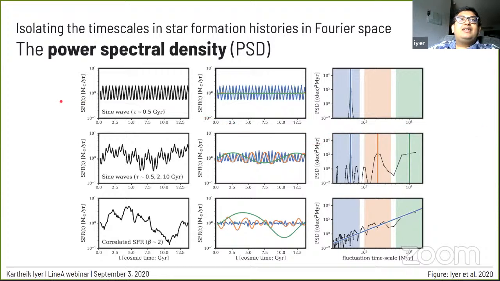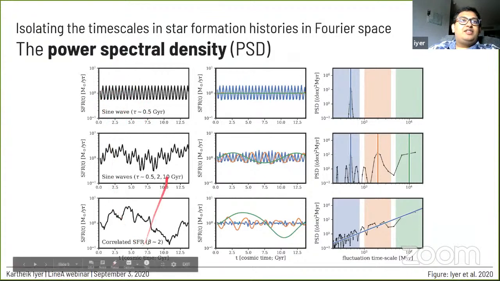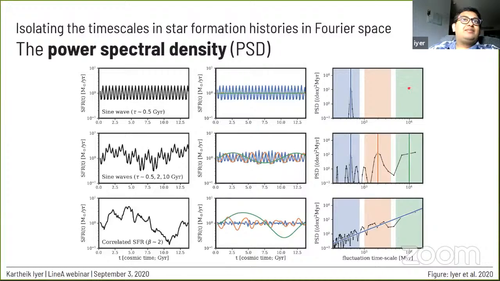So if I have a sine wave that has a single timescale, the plots here show star formation rate versus time, and the plots here show the same curve but represented in the Fourier domain. I'm showing on the right the power spectral density, or PSD, as a function of fluctuation timescale. If there is a single timescale, then it shows up as a single peak in the PSD. And in the middle panel, I'm basically breaking this down into contributions from short, intermediate, and long timescales. You can see that there is no power on intermediate and long timescales, and there's only the short timescale oscillation.